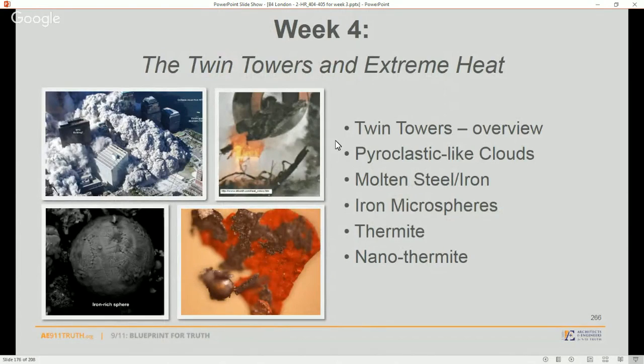Today, we looked at the Twin Towers pyroclastic-like clouds, molten steel and iron microspheres, thermite, and nanothermite, which is a damning indictment of the official story.